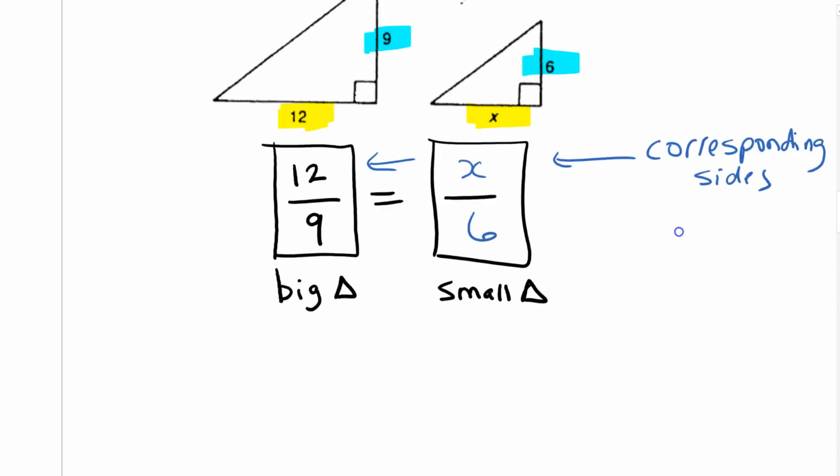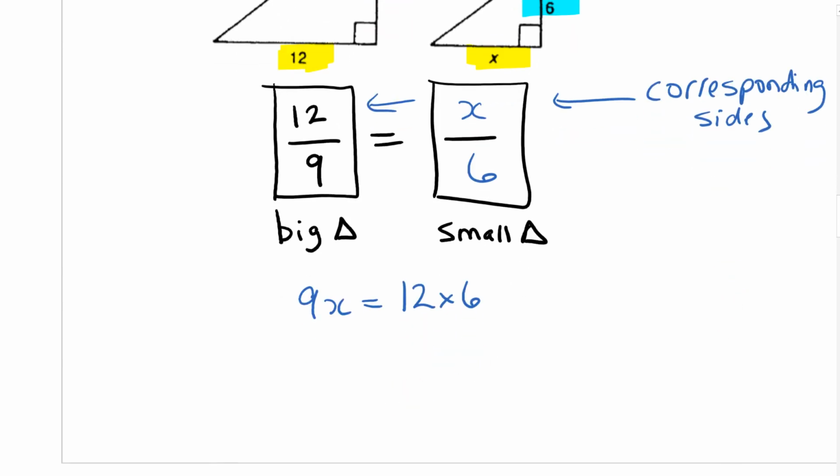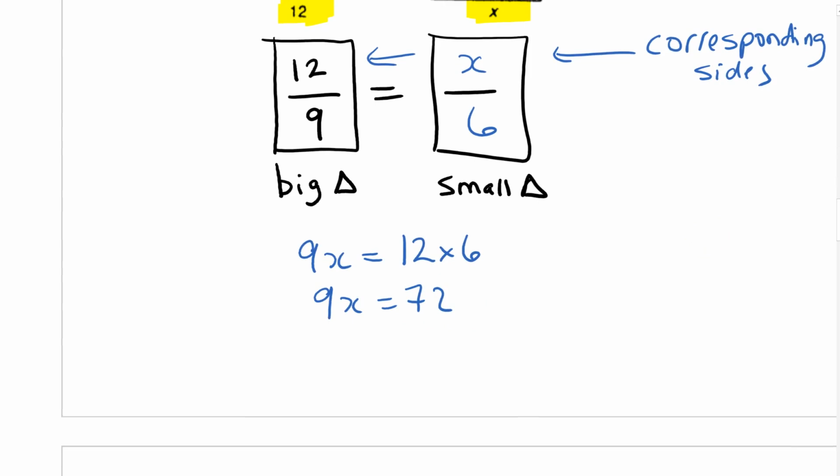Alright, so now I want to solve for that. I would say, okay, so I'm going to multiply x times 9, so I get 9x equals the other way, cross multiplying, 12 times 6. 12 times 6, if I get my calculator, is 72. So I'm going to say 9x is equal to 72. Now to get x by itself, I'm going to divide both sides by 9. 9x divided by 9 is x. 72 divided by 9 is 8. And there's my answer. Excellent.